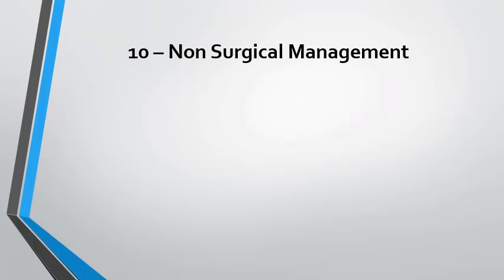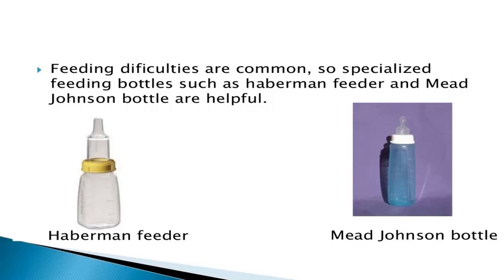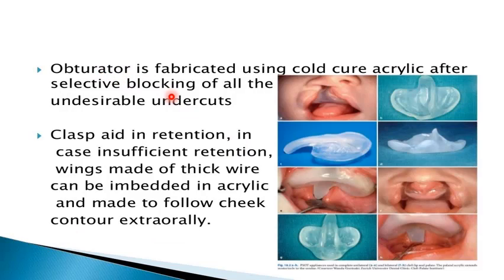The management is divided into non-surgical management and surgical management. The non-surgical management is what to do regarding the feeding and before the time of surgery. These children will have feeding difficulties, so special bottles were designed for them, like the Haberman feeder, which is the most famous one used. We can also use an obturator to close these defects until the time of surgery. It is made from acrylic, which is a non-adherent substance, and it is molded to meet the child's defect.